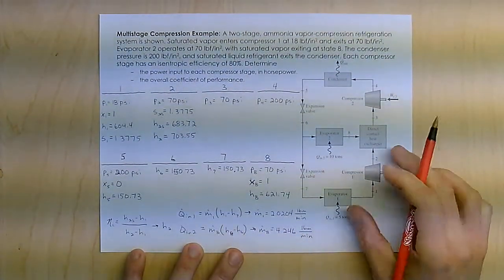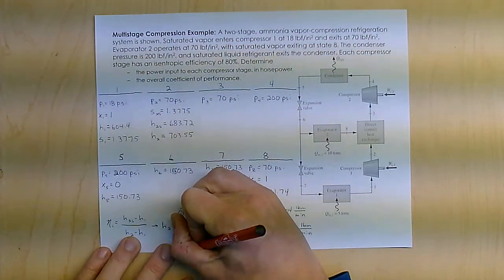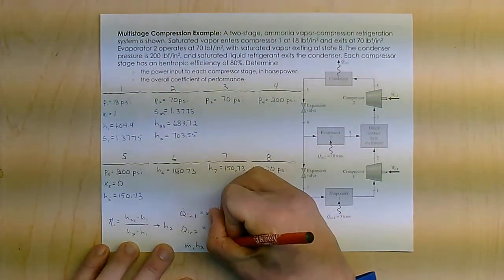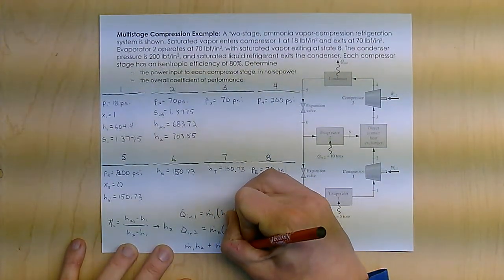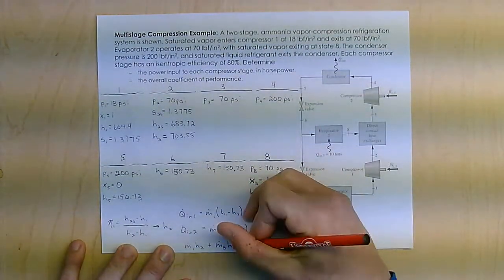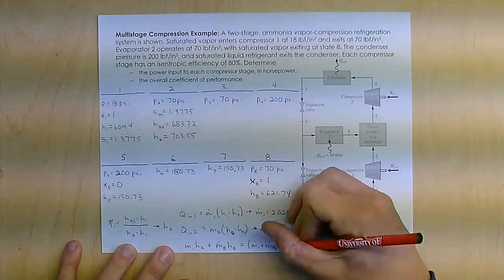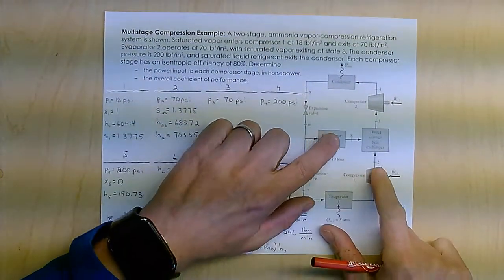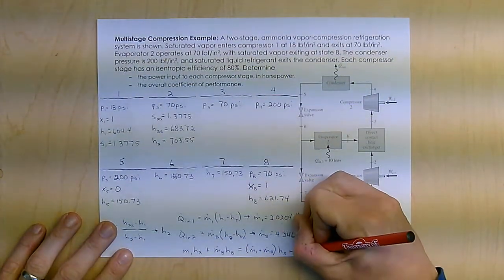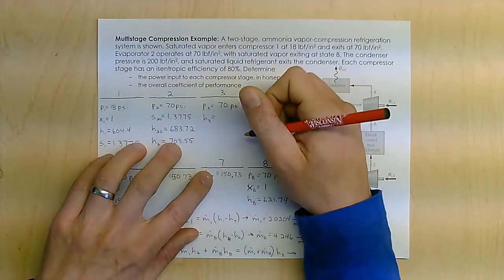Now that I have those mass flows, I can say that the mass flow of 1 times H2 plus the mass flow rate of 8 times H8 equals the total mass flow, because conservation of mass holds here. So that's the mass flow rate of 1 plus the mass flow rate of 8 times H3. It's basically H in equals H out, which is what I have there. So from this, I can find H3, and I get H3 equal to 649.69.